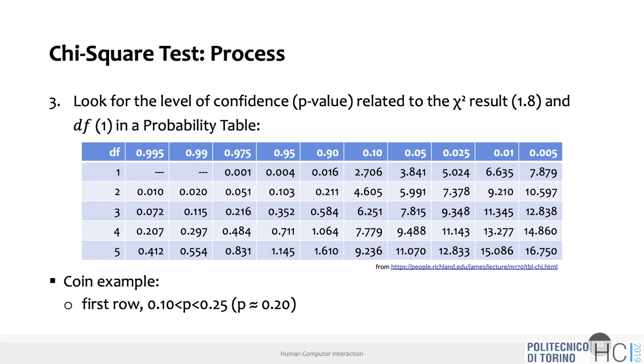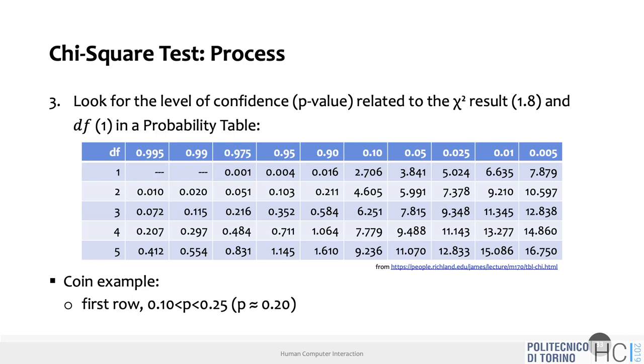This is something that doesn't happen, because we have 1.8 as the chi-square value and 1 as the degree of freedom. So we have to look in line number 1, and we have to look for 1.8 in this line. So where is 1.8 in this table? It's written, so you can read it out if you want. Yeah, it's between 0.9 and 0.1. So our result is in this big range between 0.9 and 0.1.